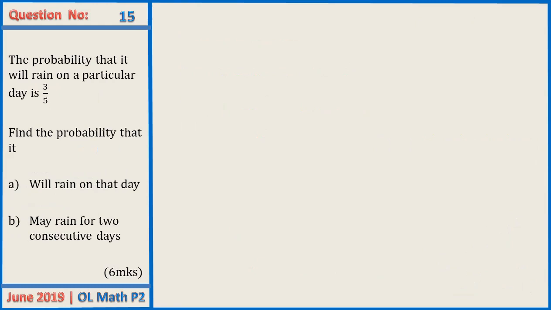Question 15. The probability that it will rain on a particular day is 3 on 5, or 3 fifths. What's the probability that it will not rain on that day? The probability that it does not rain and the probability that it rains are complementary events. The probability that it does not rain is equal to 1 minus the probability that it rains. So that will give us 1 minus 3 fifths, which is equal to 2 fifths.